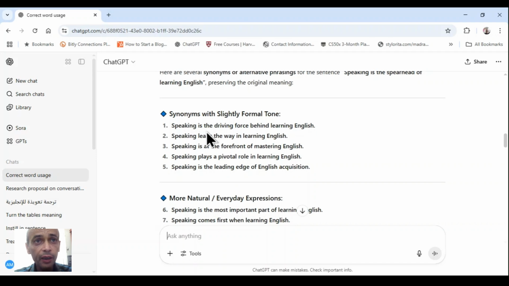We can say speaking is the driving force behind learning English. You can also say speaking leads the way in learning English. Speaking is at the forefront of mastering English. Also a very good one. Speaking plays a pivotal role in learning English. Speaking is the leading edge of English acquisition.